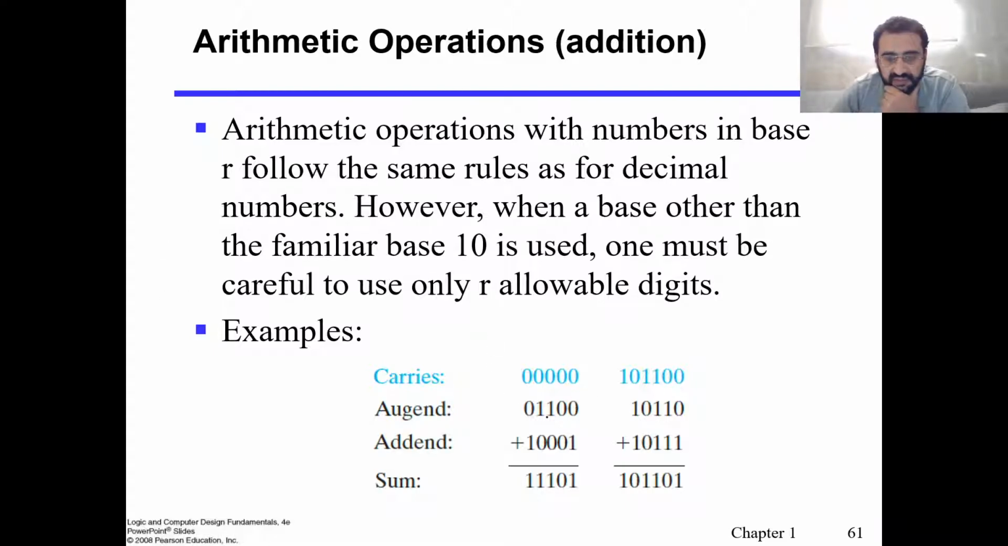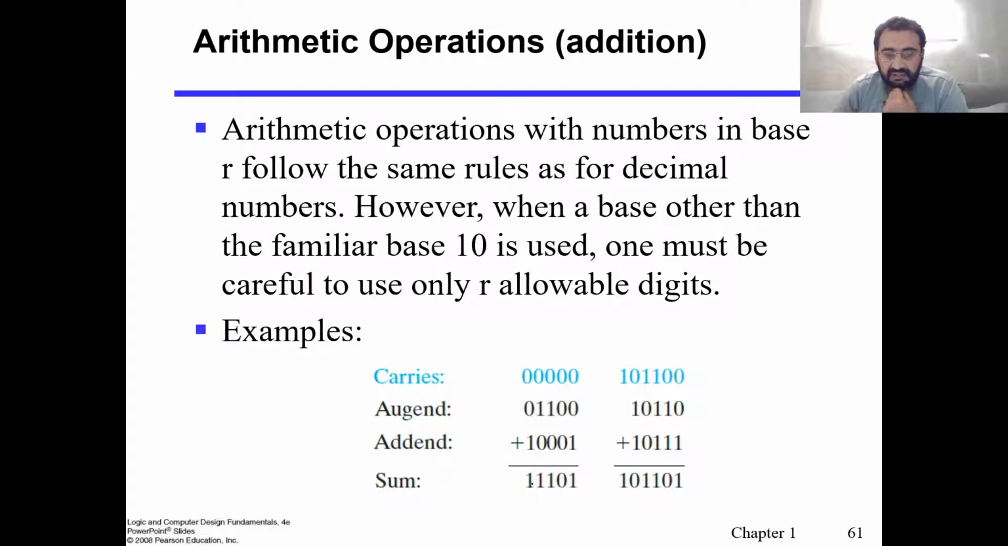So here, for example, if we want to add this number to this one, this is called the augend, and this is called the addend. We will do it column by column. So 0 plus 1 gives 1, 0 plus 0 gives 0, 1 plus 0 gives 1, 1 plus 0 gives 1, and 0 plus 1 gives 1. So this is the simple addition.